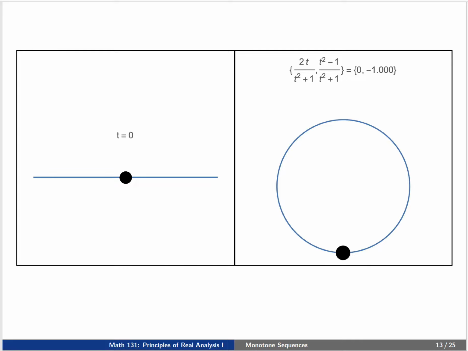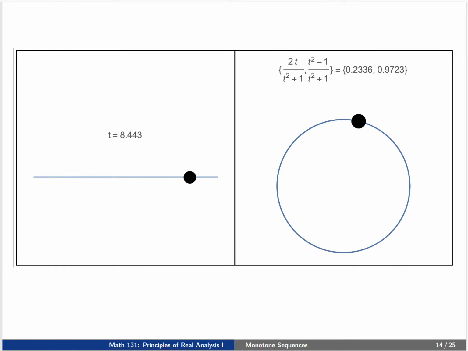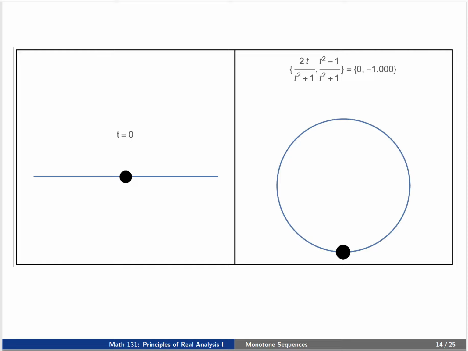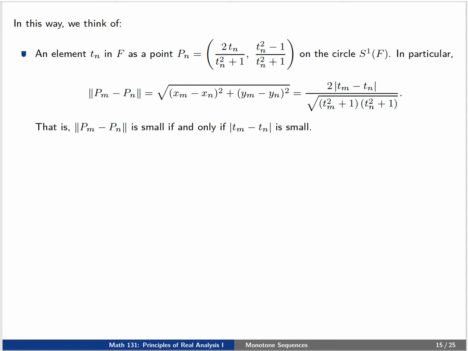We can try to make that a little bit more explicit with the picture here. Again, as we move to the right, we see how the point moves very close to the top of the circle, and if we go to the left, we see how the point goes very close to the top of the circle again. This is the idea of saying that we actually do have things wrapped around to be on the unit circle. In this way, we're going to think of an element t in F as a point P on the circle.